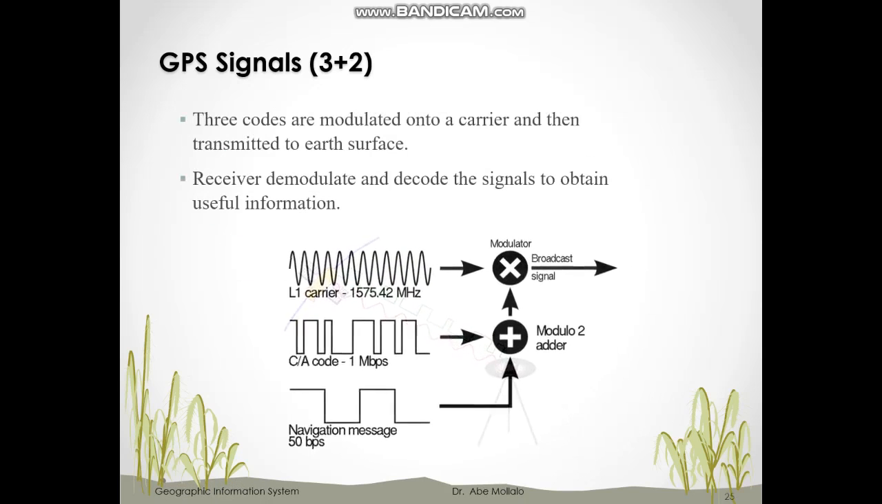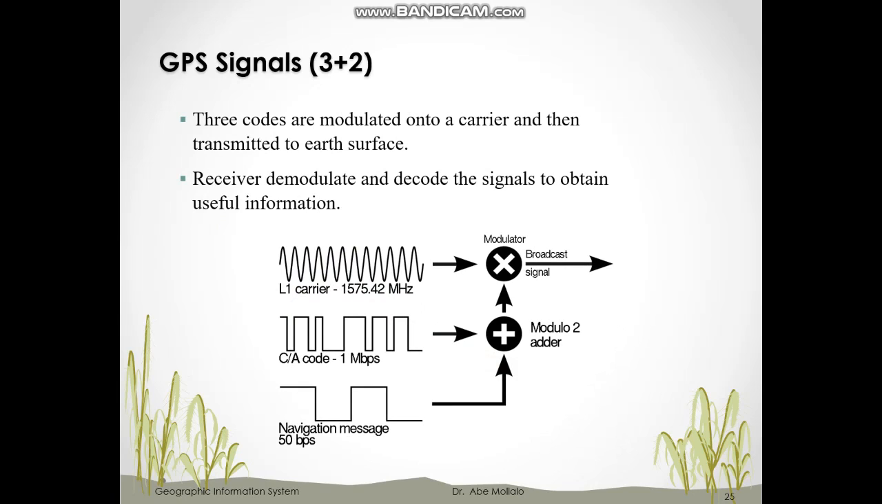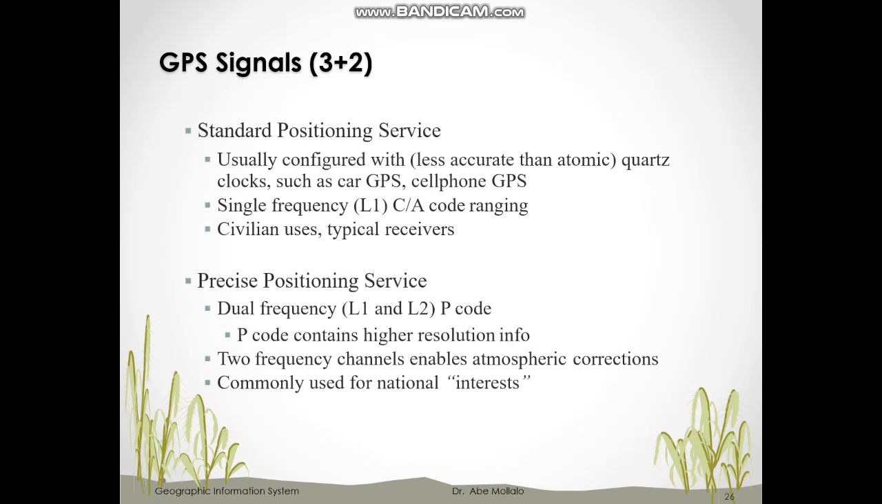So let's see how GPS signals are sent. The three codes with information, CA, P, and message, are modulated onto the carrier, and they are transmitted back to the Earth's surface. And then our GPS receiver receives these signals and demodulates and decodes them to obtain useful information, such as where the satellite was, what was the time of send, and what was the time of receipt. And then we can calculate the range distance, draw spheres, and finally determine the exact location of the receiver. That's how GPS works.